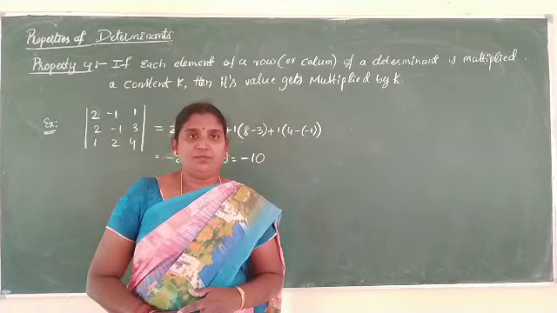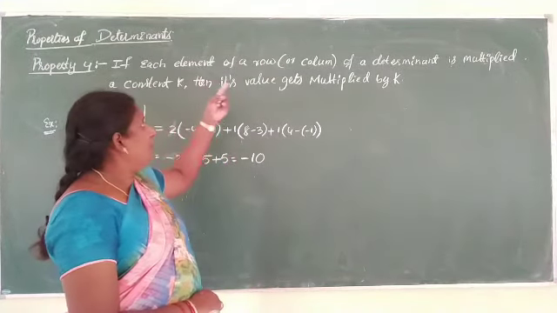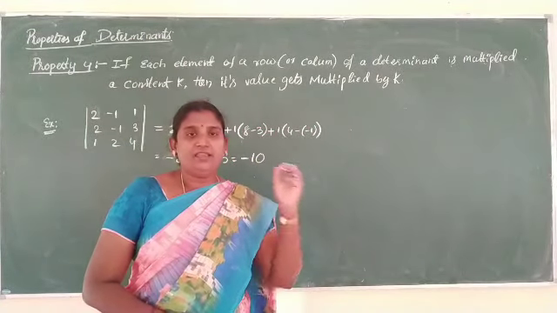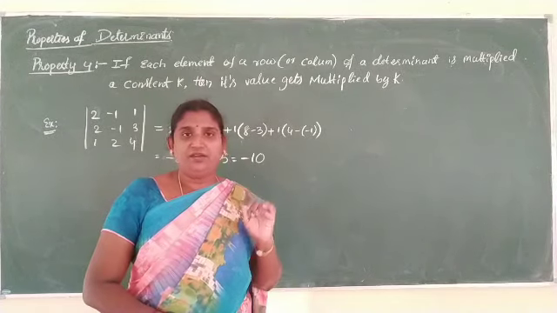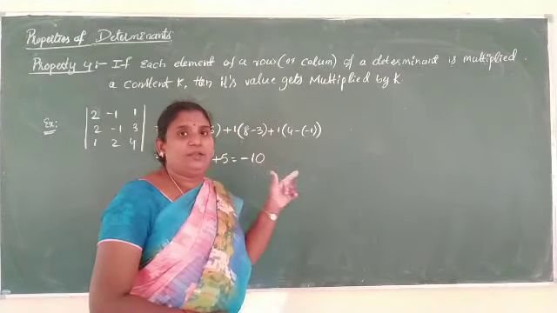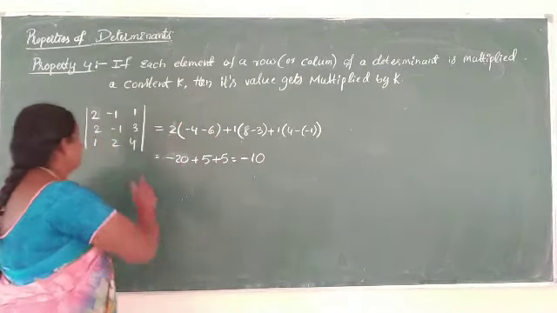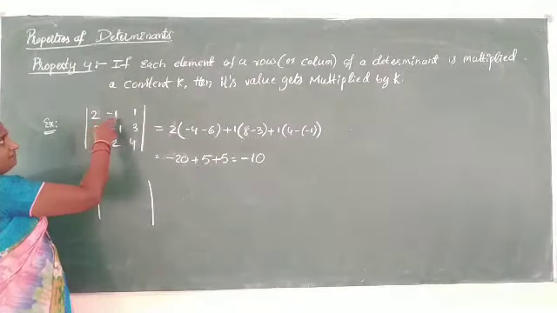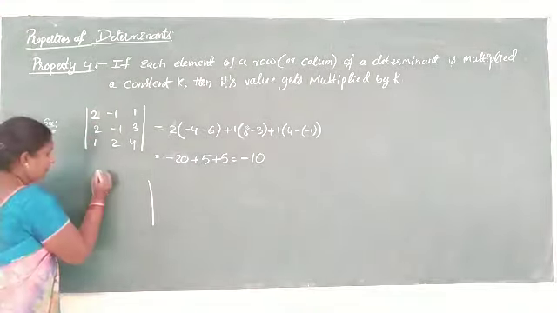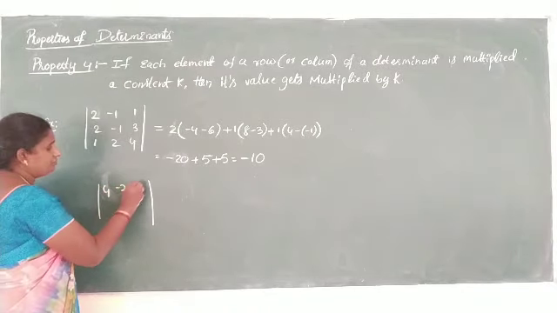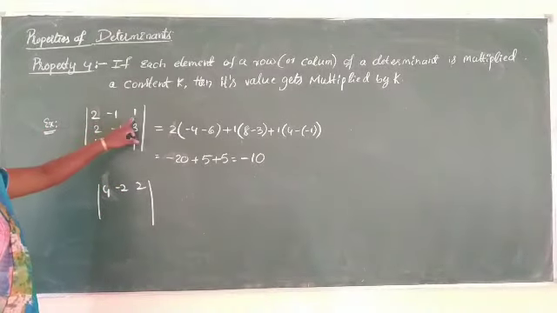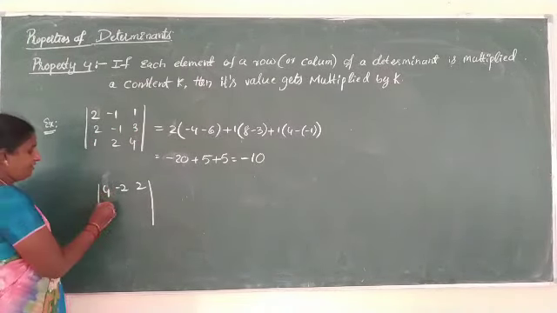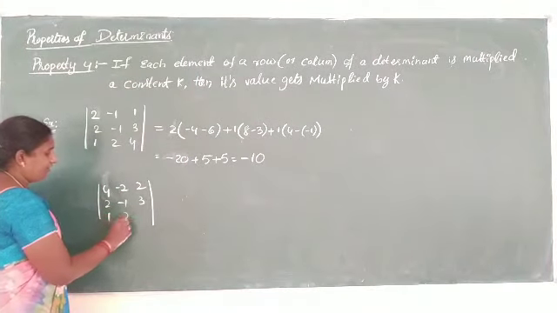Now we are going to try our property 4. Each element of a row or column of a determinant is multiplied by k. So by any scalar number, if you multiply each and every element of a row, then the value is also multiplied by that number. Let me multiply the first row by the number 2. I am going to multiply R1 by 2. That is 2, so it is 4, -2, 2. Each and every element in the first row I multiplied by 2. Then take the remaining elements as these: 2, -1, 3; 1, 2, 4.